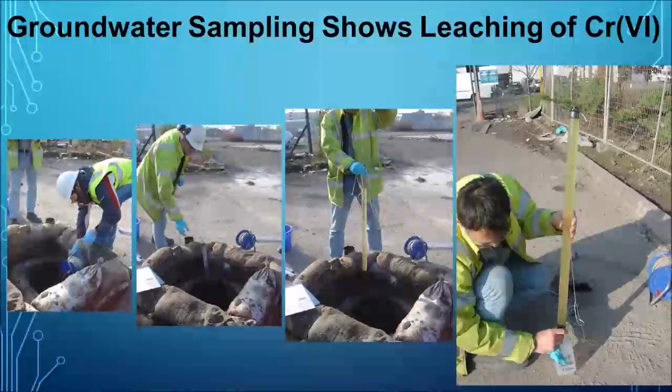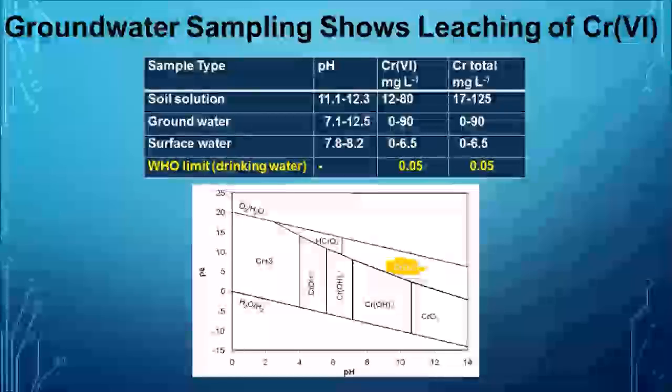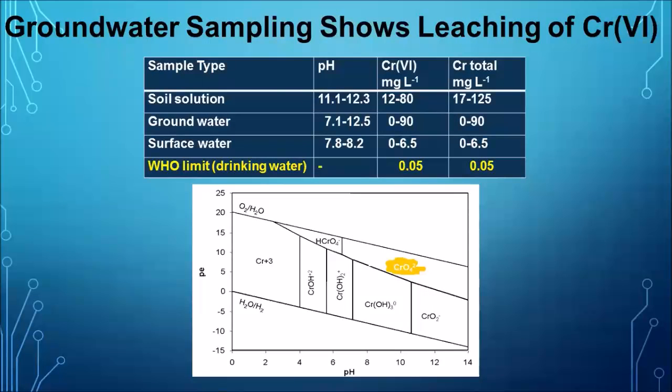It's not just surface level. And these results here show a summary of all of the groundwater sampling that we did. We collected some soil solutions as well, and some surface water samples. And so you can see here that we have chromium total values for these samples up to about 125 milligrams per litre.